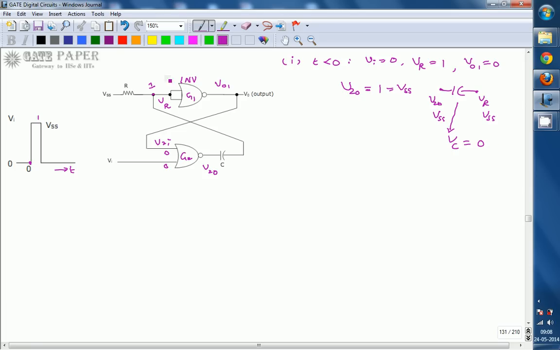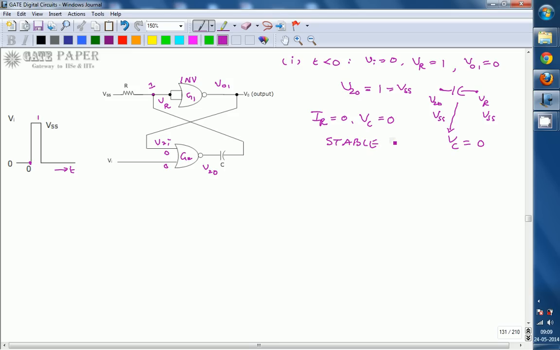Next, since we are applying VSS and the voltage at this node is also VSS, no current flows through the resistor in this state. So the current flowing through the resistor is 0 and the voltage across the capacitor is 0, and this state is going to be treated as the stable state.